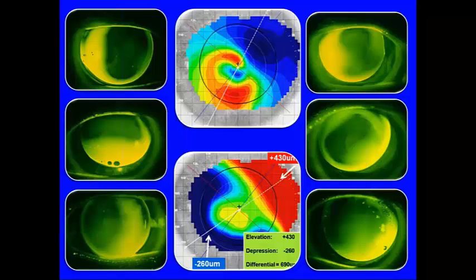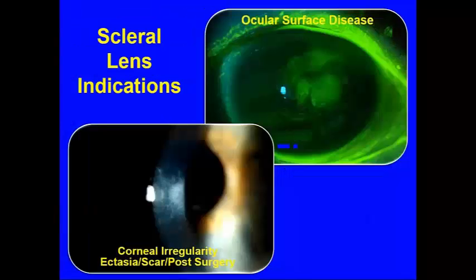In other words, if the fluorescein pattern looks very, very poor, if it looks unstable, if the lens is rocking and pivoting on the cornea, that is probably a wonderful indication that this patient is going to be a good candidate for a scleral lens design.